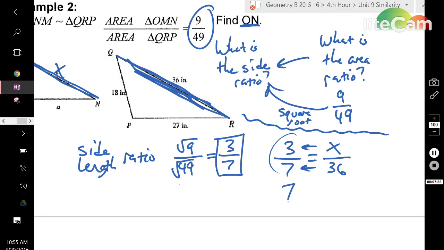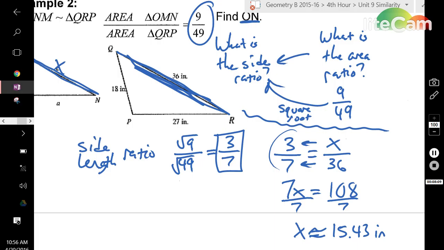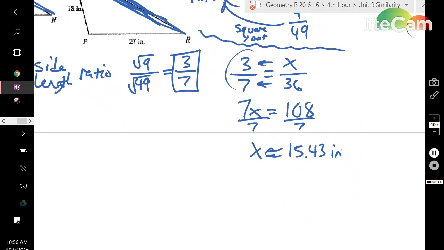Cross multiply, 7 times x is 7x. 3 times 36 is going to be 90 plus 18, so 108. Divide both sides by 7. X is going to be equal to approximately 15.43, and the units are inches. That's a length, not an area, so it's not square inches. So remember that it is a side length. You're not going to use the square inches. You're going to use just inches.